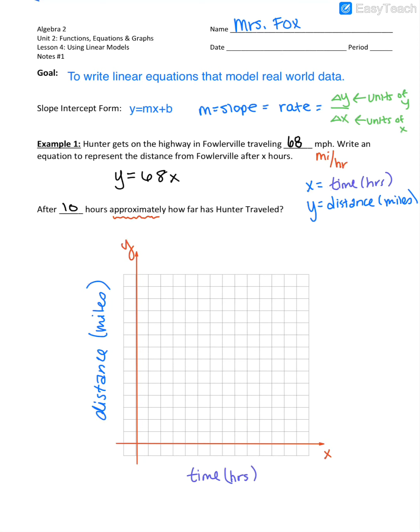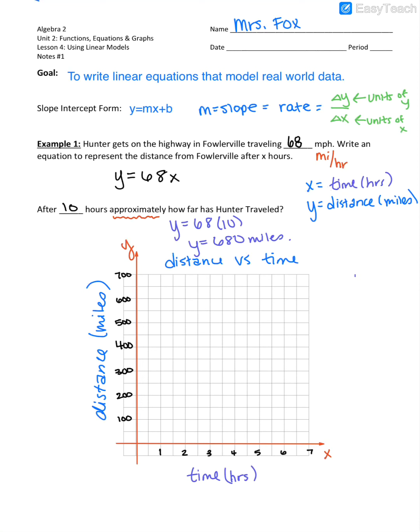So what we're going to do is plug this in. y equals 68, and 10 hours goes in for x. So we plug in 10, and we get that y is 680 miles. We should graph this, and when we graph it, we already labeled our axes. We should have a title. We always need a title on our graph. The way that we title it is y versus x. So distance versus time is how we should label our graph. That should be our title.